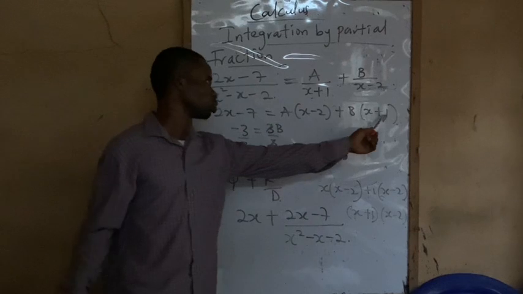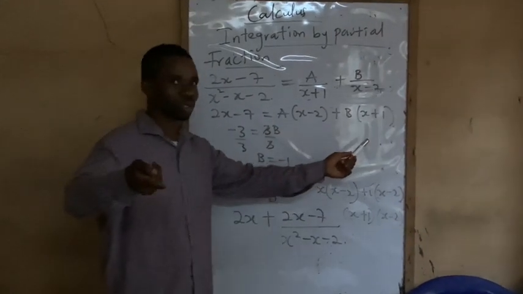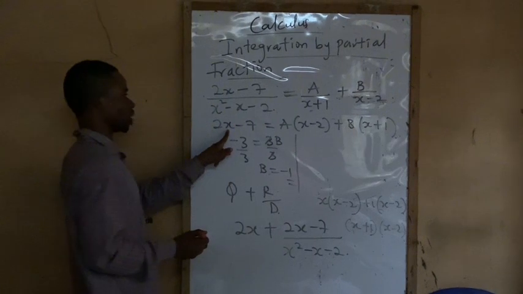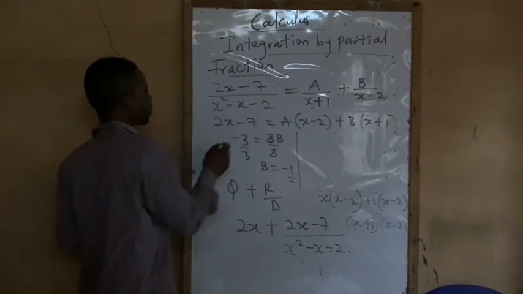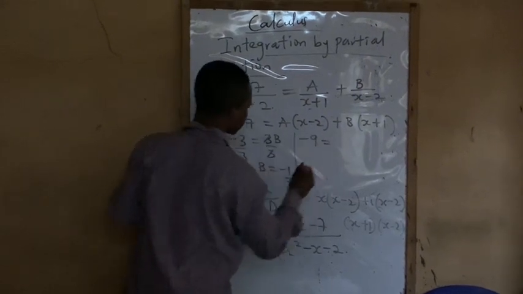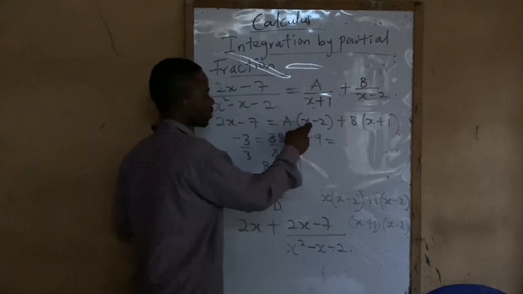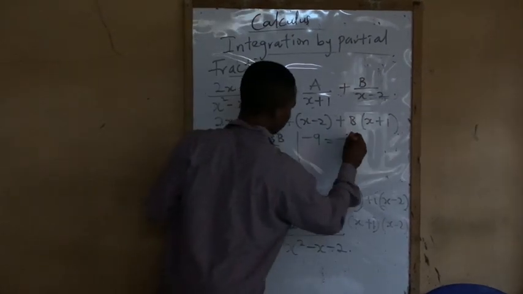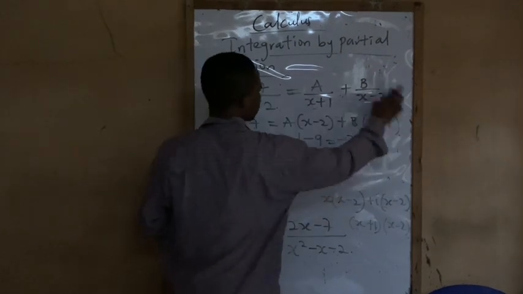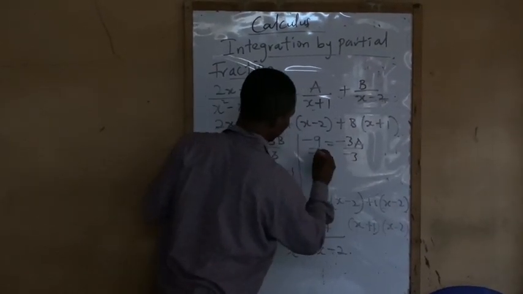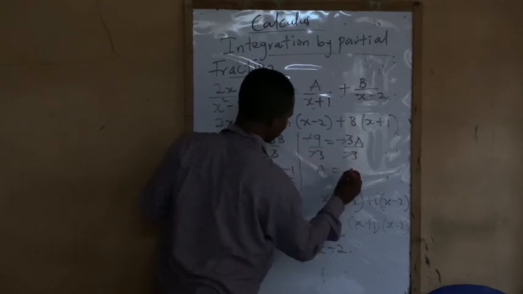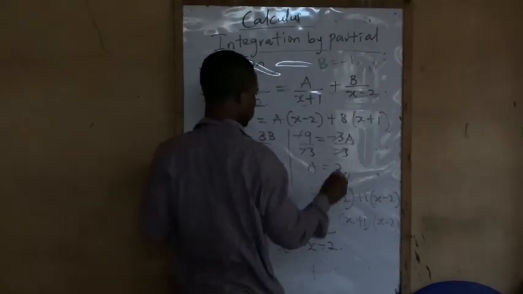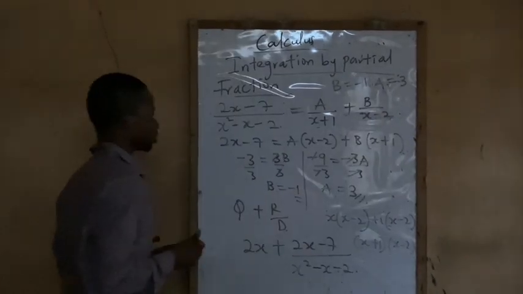Now that you have used this, you are going to use this also. When x plus 1 equals 0, definitely our x will be minus 1. If our x is minus 1, if you substitute your minus 1 here, 2 times minus 1, minus 2, and minus 2 minus 7, that is minus 9. Minus 9 equals, if you substitute that minus 1 here, that will be minus 1, minus 2, minus 3, and minus 3a, because if you substitute that minus 1 here, everything here will come to 0. That over minus 3, over minus 3. Our a, minus cancel minus, our a equals 3. So I've known my b to be minus 1, my a equals 3.